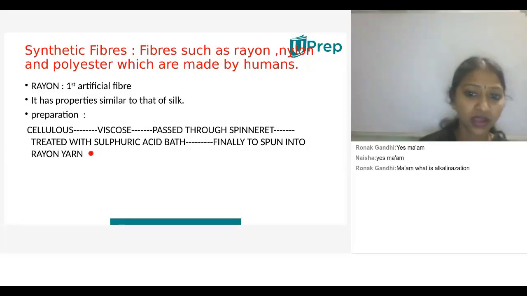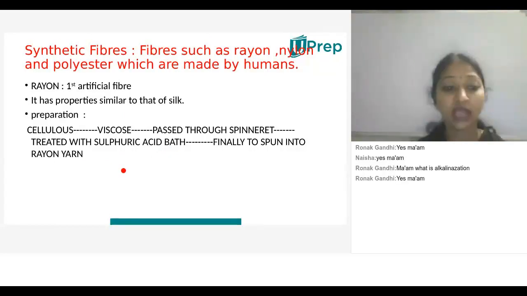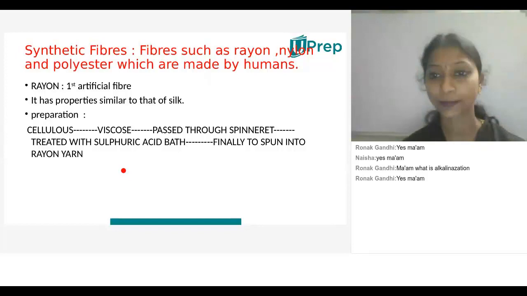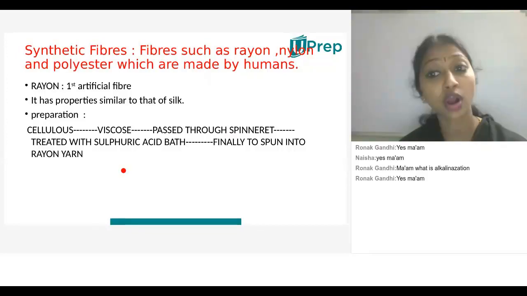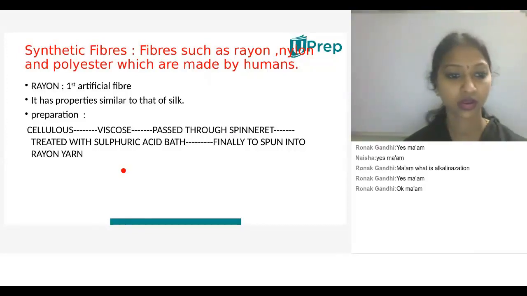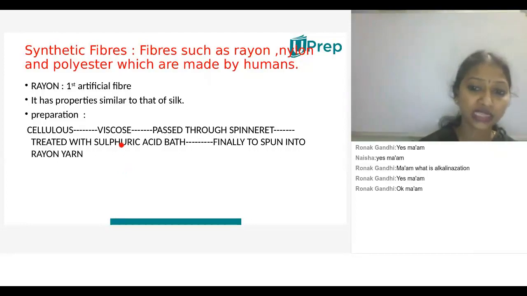So this is acidic treatment. Treating with acid is known as the sulfuric acid bath. At the same time, in alkalization, it is treated with a base. The base used here is sodium hydroxide. It's a strong base. Okay, so here sulfuric acid is there. Sulfuric acid is a strong acid.